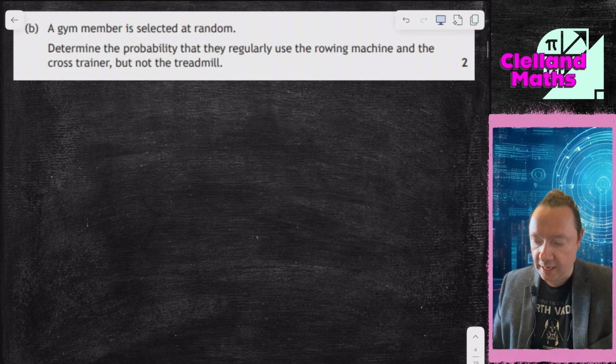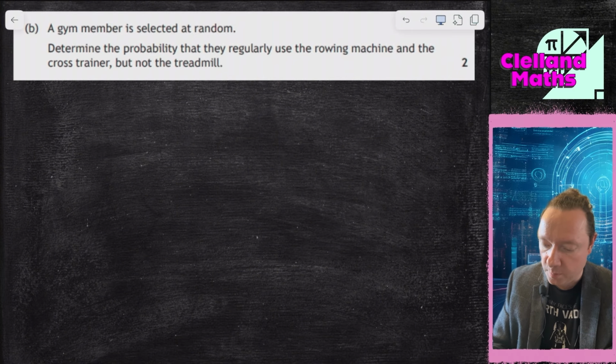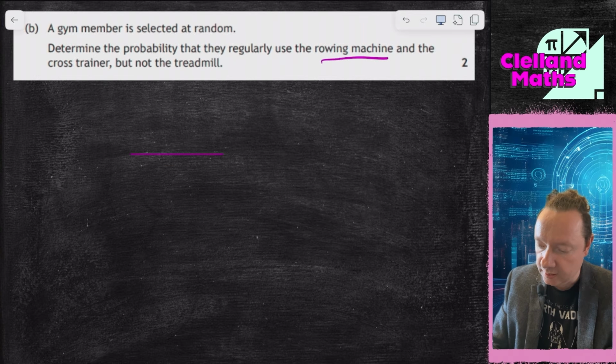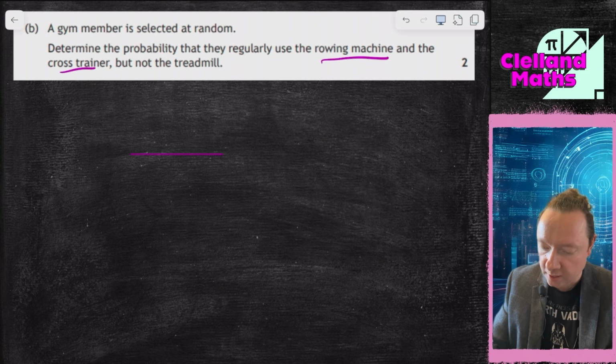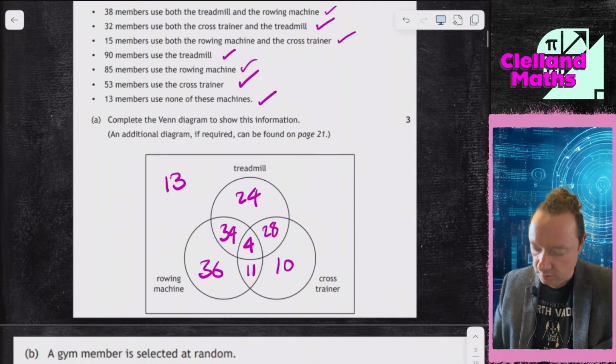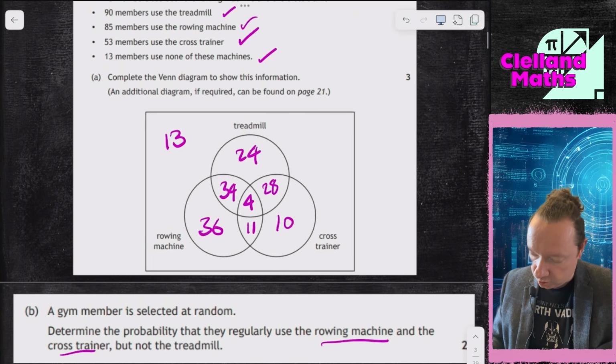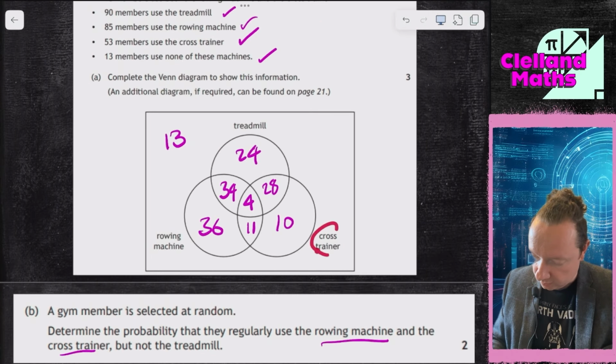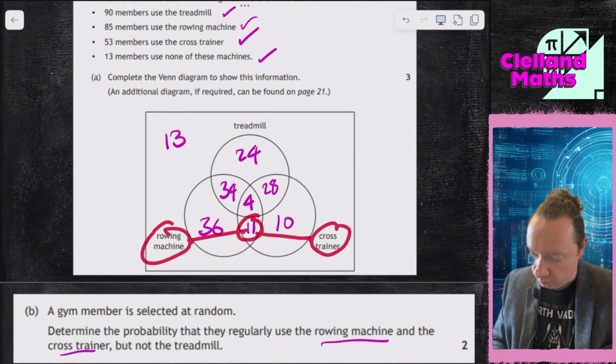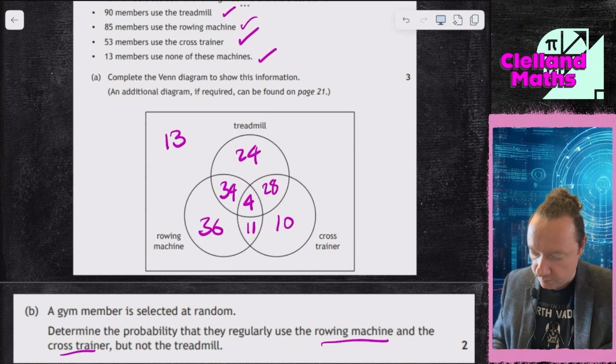A gym member is selected at random. Determine the probability that they regularly use the rowing machine and the cross trainer, but not the treadmill. So rowing machine and cross trainer, there's the cross trainer, there's the rowing machine, there's the intersection between them. So it's 11. Use both, not the 4, because that's for treadmill as well. You have to use the rowing machine and the cross trainer, so it's 11. So 11 is my top number.